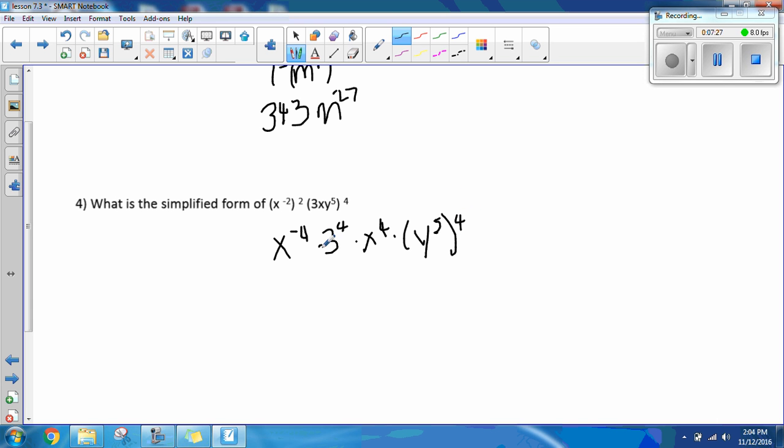Alright, so I have 3 to the 4th power, which is just 81. I have x to the -4th power and x to the 4th power. Since these both have the same base, I just add the exponents. Well, -4 plus 4 is 0, and any number to the 0 power is just 1. And then I have y to the 5th power being raised to the 4th power, which simplifies to y to the 20th power.